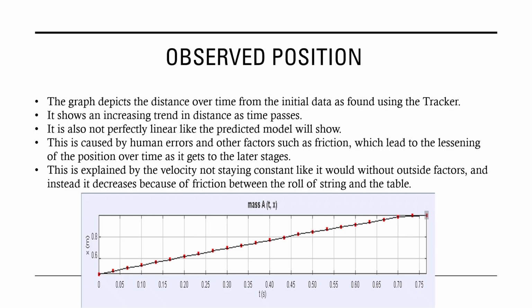This is caused by human errors and other factors such as friction, which lead to the lessening of the position over time as it gets to the later stages. This is explained by the velocity not staying constant like it would without outside factors, and instead it decreases because of friction between the roll of string and the table.